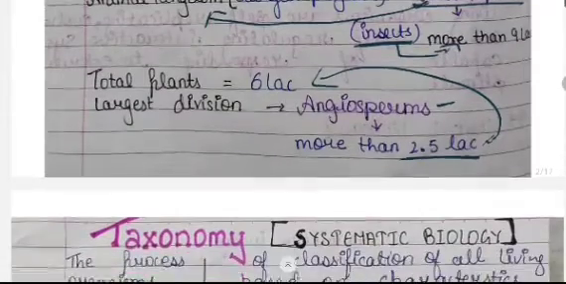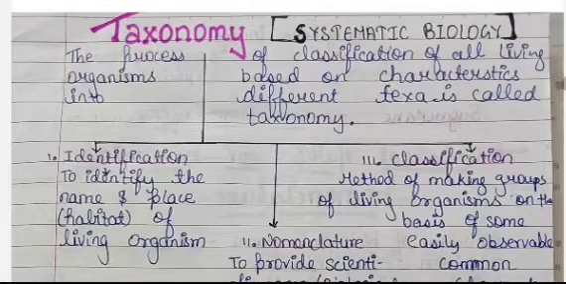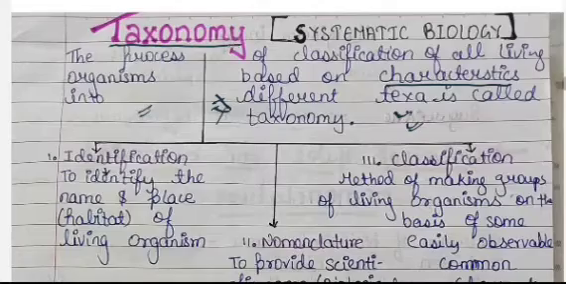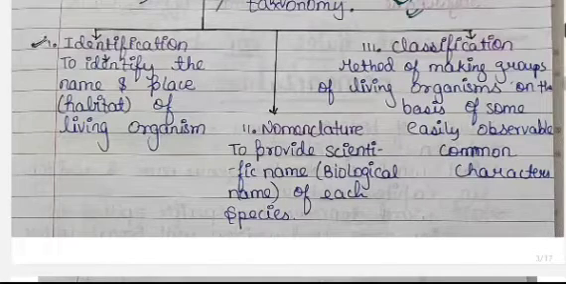As we said, we need to classify these organisms on the basis of their characters, which are similar and dissimilar to one another. This classification of each and every organism present on the earth is known as taxonomy. Taxonomy is divided into three steps: identification, second nomenclature, followed by classification.